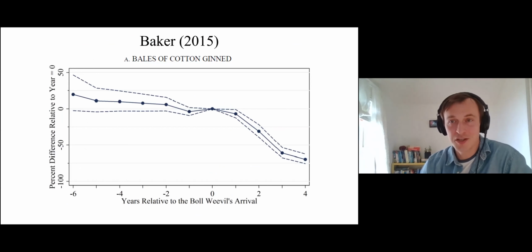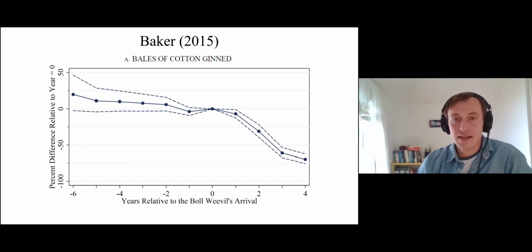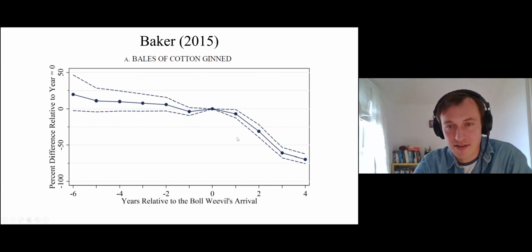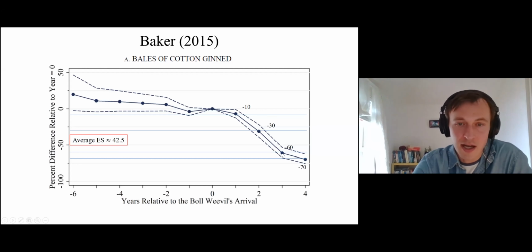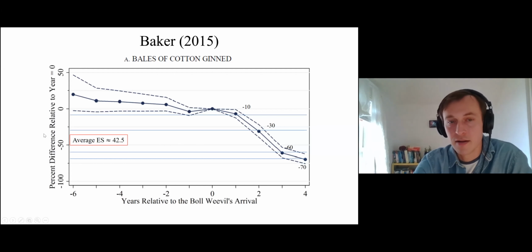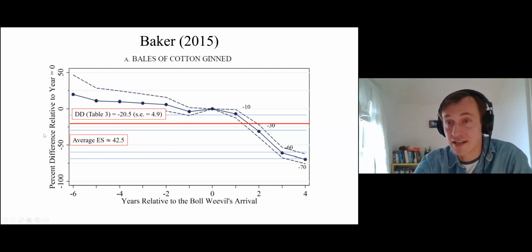So this is a really good paper by Richard Baker about what happened to children's educational outcomes when the boll weevil spread through Georgia and ate up all the cotton bolls. So this is just the first stage, bales of cotton ginned. The boll weevil is obviously pretty bad for cotton production. But you look at this event study right here and you say, oh, look at that. The average event study coefficients, these are big numbers. It should be something like a 42% reduction in cotton production if you eyeball it from that. The diff and diff coefficient in the paper is negative 20. It's like half as large as it should be.